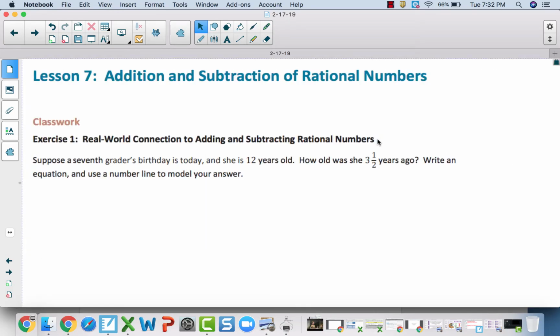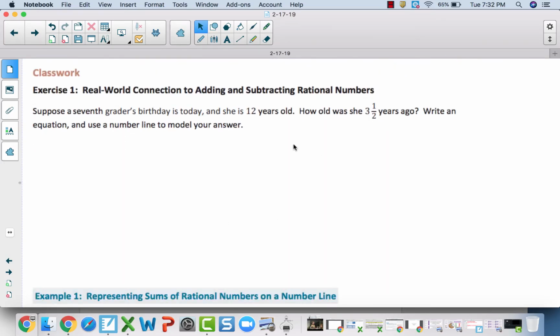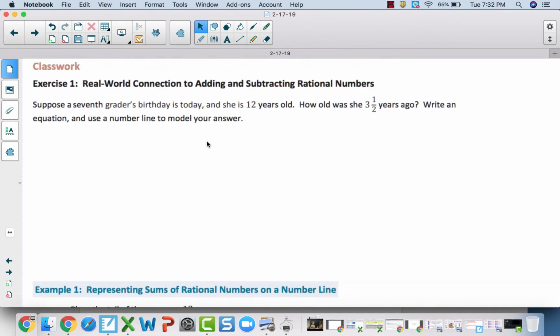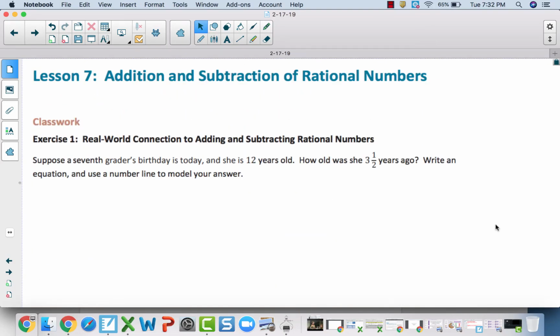For exercise 1, what I want you to do is read through this question. Use some close reading strategies, meaning circle some important numbers, underline important information, box the question, and I just want you to solve it in the space provided. Make sure you are using a number line to help model your answer. After you have done exercise 1, I will show you the steps to correctly answer it. And then we're going to look down at example 1 and model the same situation a little bit differently. So go ahead and try that and look back at the video when you are done.